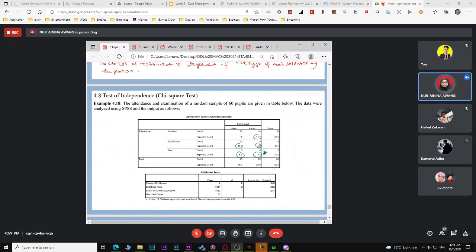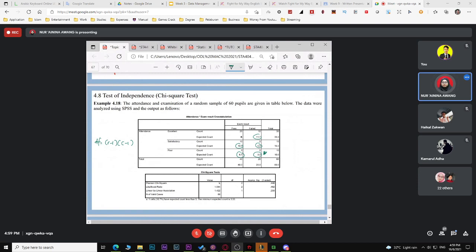When you only have one column and you want to find your degree of freedom, as we know the formula is (row minus 1)(column minus 1). If you combine these two columns, it should be one column, so it becomes 1 minus 1, which is zero. So there is no degree of freedom, so it is not allowed. You cannot combine a row or column that has only two categories.